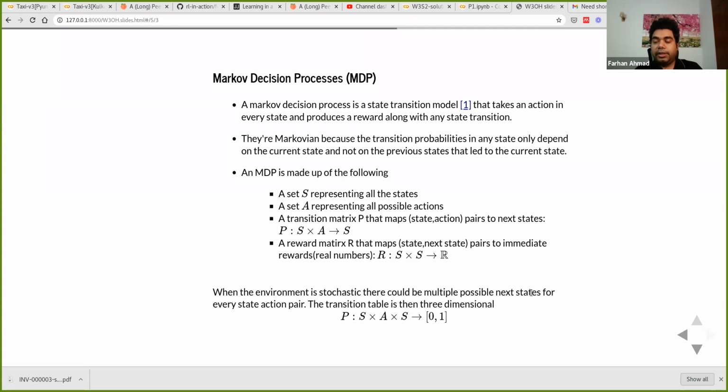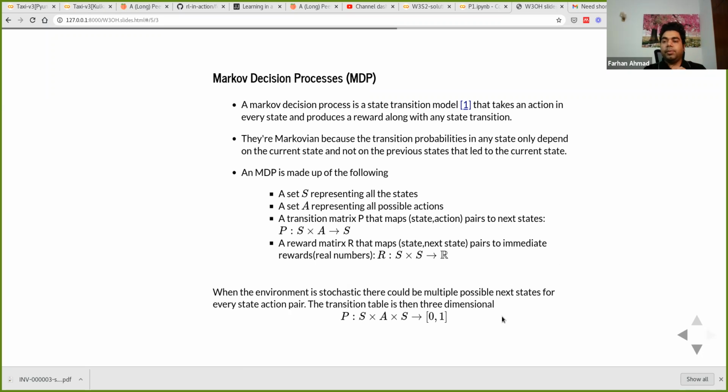When this is not the case, when there is non-determinism, when the environment is stochastic, you take an action and there are multiple states possible, right? This will make more sense when we look at one such case. But in that case, the function or the table takes a state, action, and a possible next state, and maps that to a probability, right?